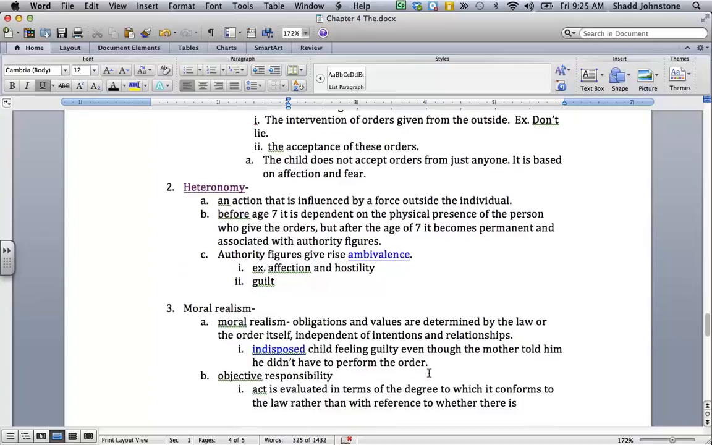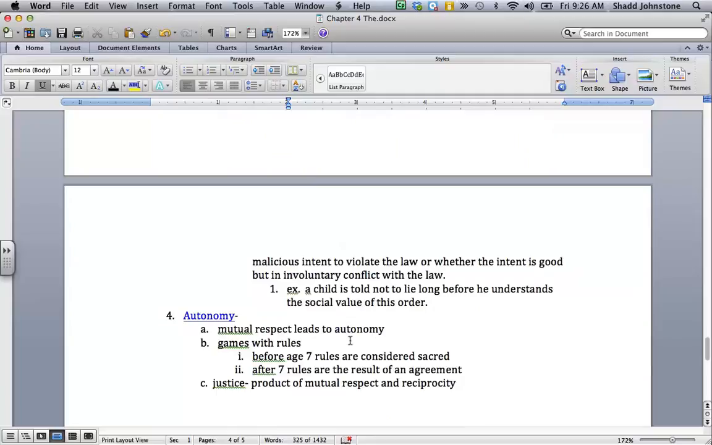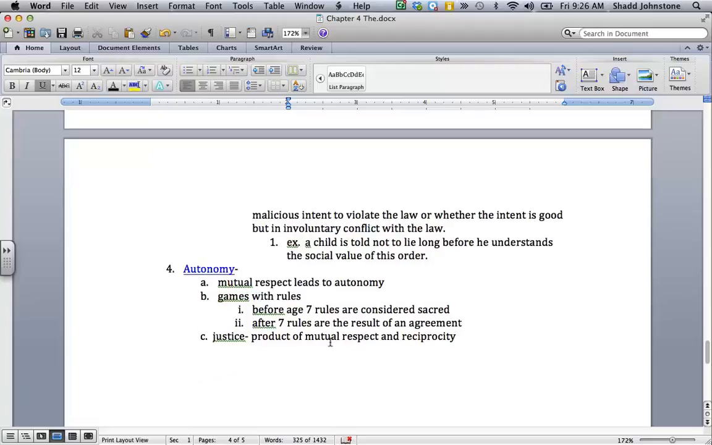And also about moral realism, which was interesting. They had this kid that was feeling sick, but his mother told him not to do something. He still felt obligated to do it. And then I looked up autonomy. That helped me understand this little section a lot better, where children learn to govern themselves. And it's interesting how the younger children consider rules sacred, and after 7 it's like an agreement to play the game.